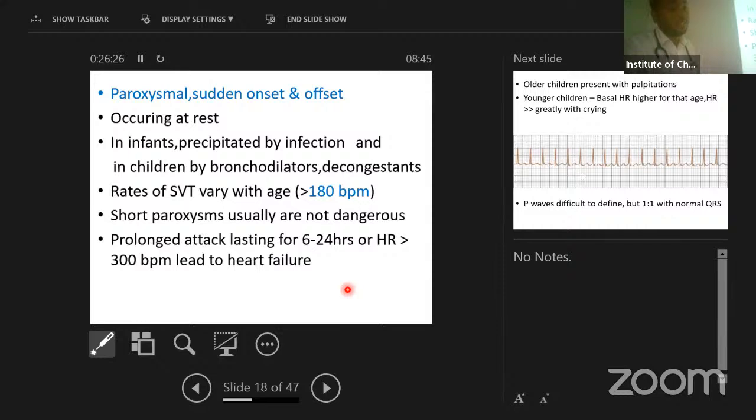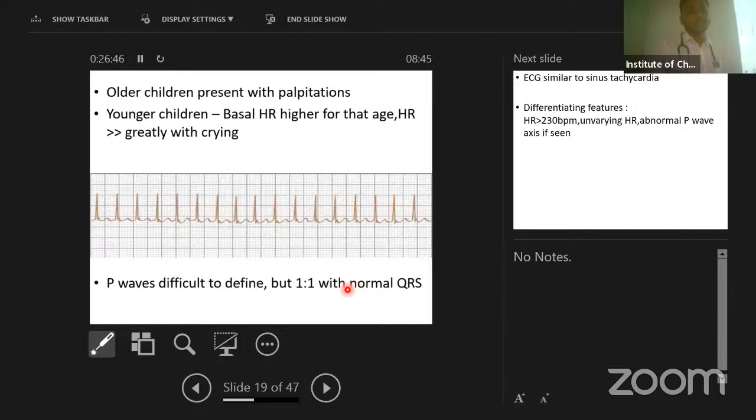The rate of SVT varies with age, but it is generally more than 180 beats per minute. A short paroxysm doesn't hamper anything, but a long attack, that is more than 6 to 24 hours, or a heart rate of more than 300 beats per minute, leads to cardiac failure. In older children, it generally presents with palpitation, but in younger children, the basal heart rate for the age is greatly increased with crying.